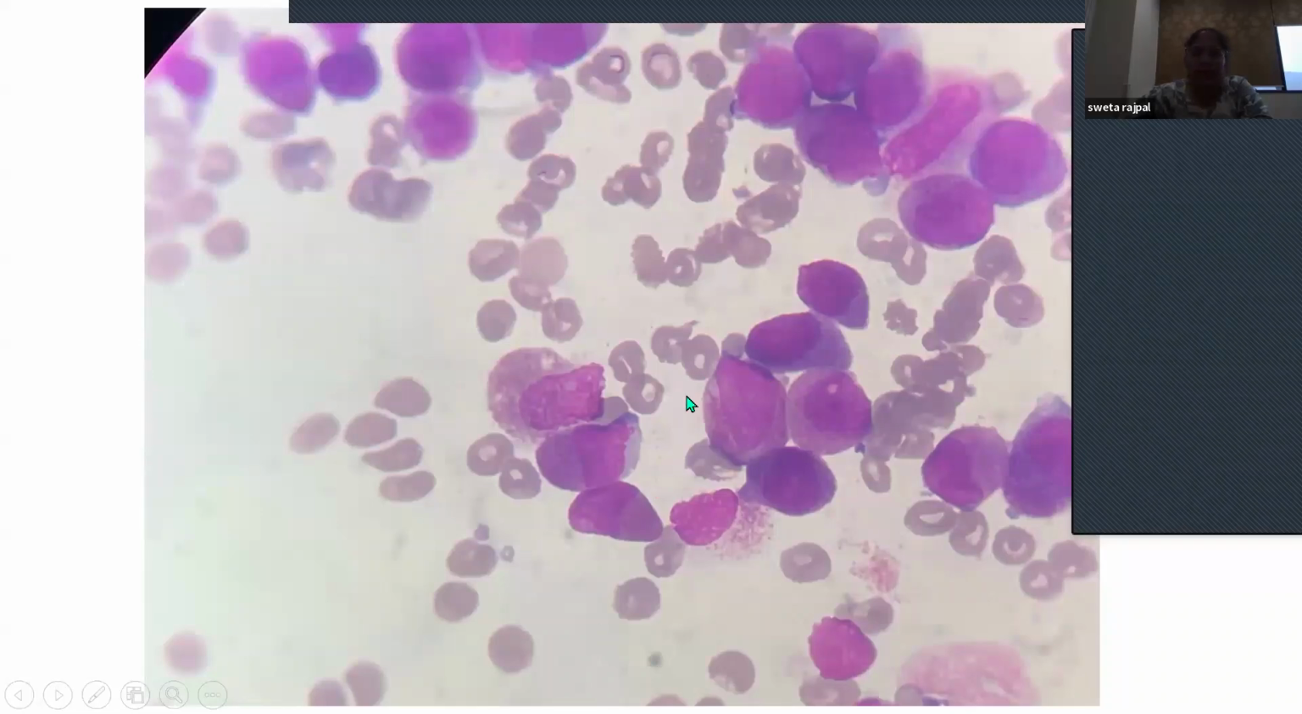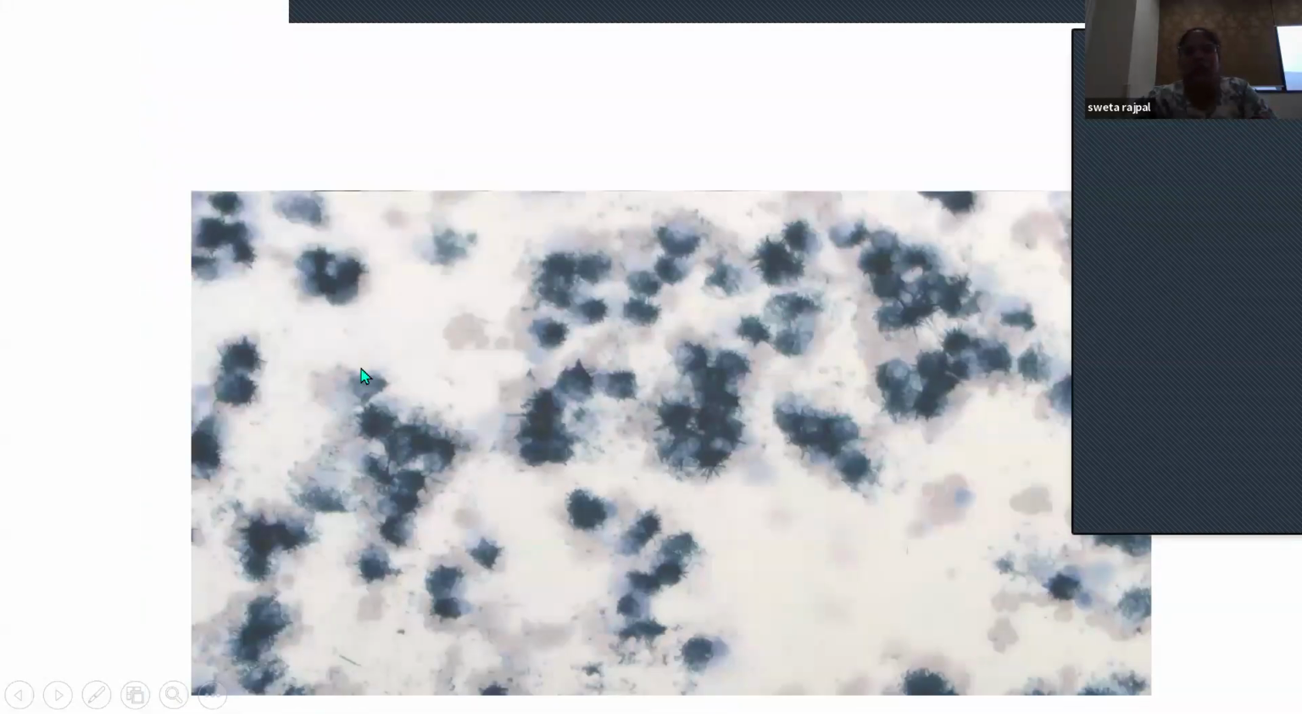Now we can see these cells that are there. Here you can see multiple Auer rods seen in a single cell. If you look at the cytoplasm of these cells, we can see a lot of granules. Unlike the previous case, where there were some granules, here there are a lot of granules and multiple Auer rods. And when we performed MPO, this was strongly positive.